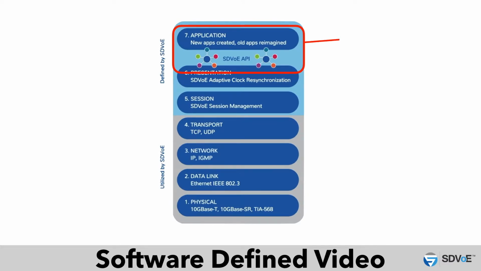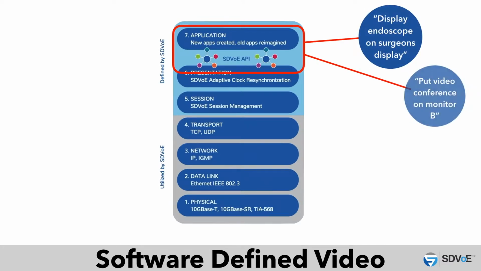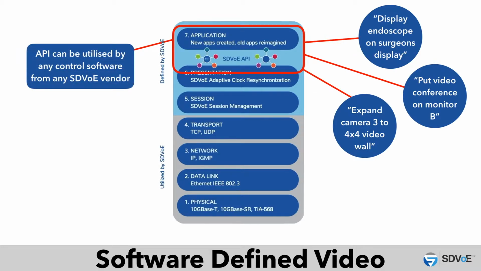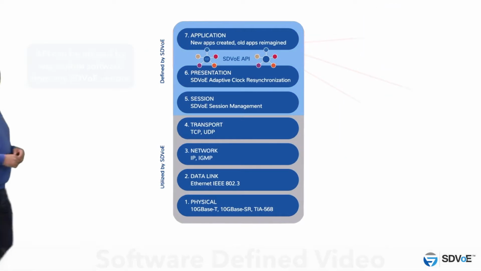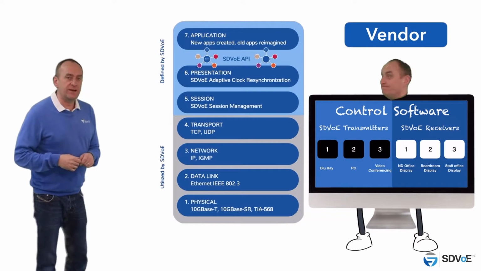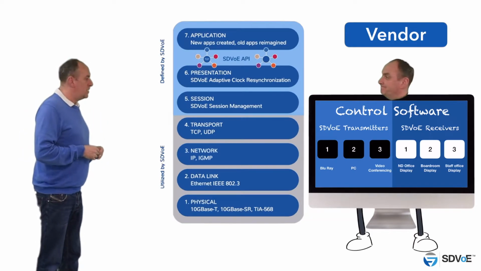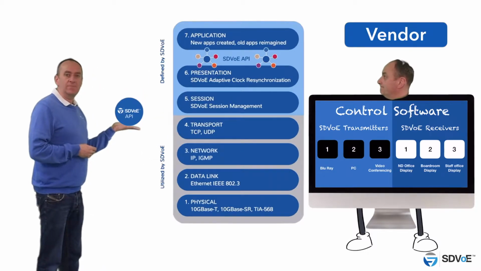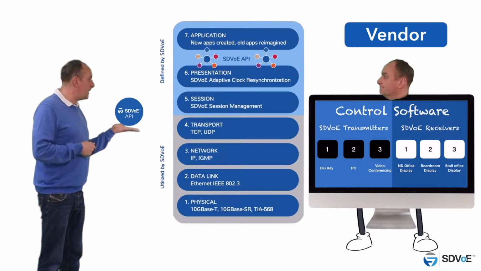This API provides all the control information any SDVoE endpoint needs to do its job. And because it's software-based and common across the SDVoE ecosystem, it can be utilized by any control software from any SDVoE vendor. When a vendor manufactures SDVoE endpoints, we at SDVoE provide them with a software API, which they then incorporate into their own software.